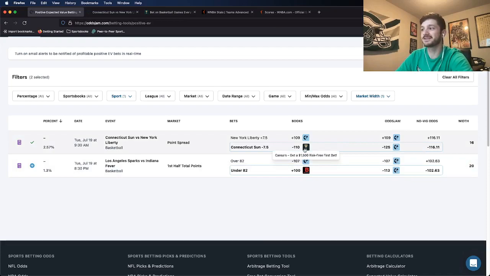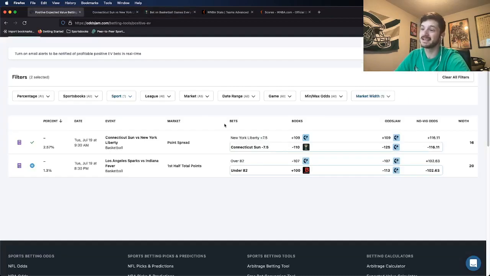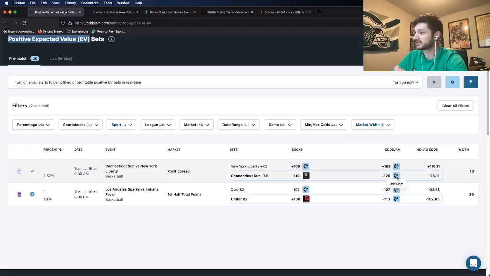And what we're looking at here is the Connecticut Sun -7.5 versus the New York Liberty. So this is something that I've actually already locked in, as you can see here, Connecticut Sun -7.5, -110 odds. It is still available at this price, so I definitely recommend tailing this. And let's talk about it. So number one, it's positive EV, right? I pulled it from the OddsJam Positive Expected Value page. The OddsJam line, which is the sharpest line in the world, prices this at -125. And with the vig removed, it's priced at -116.